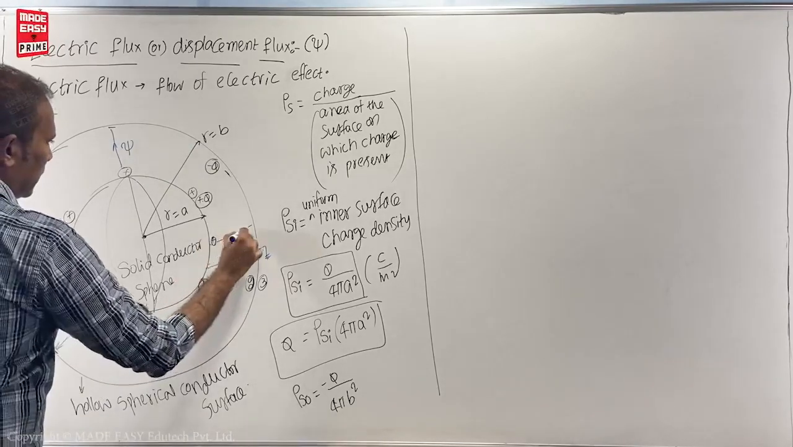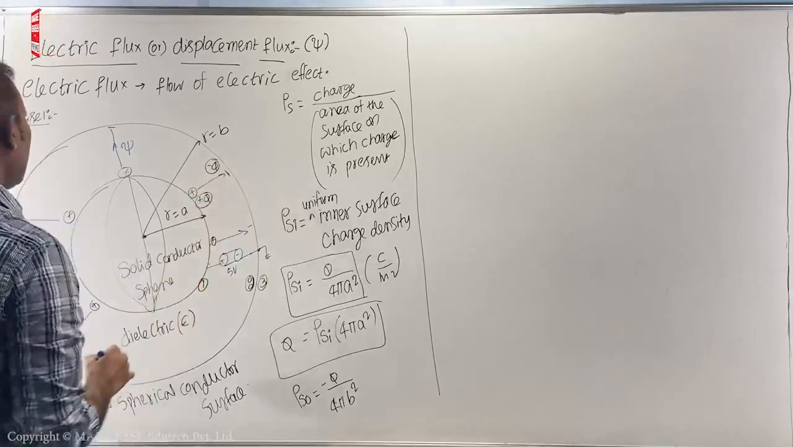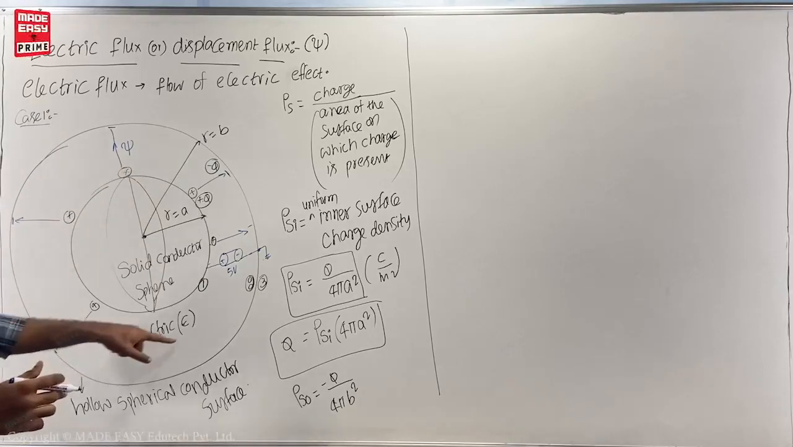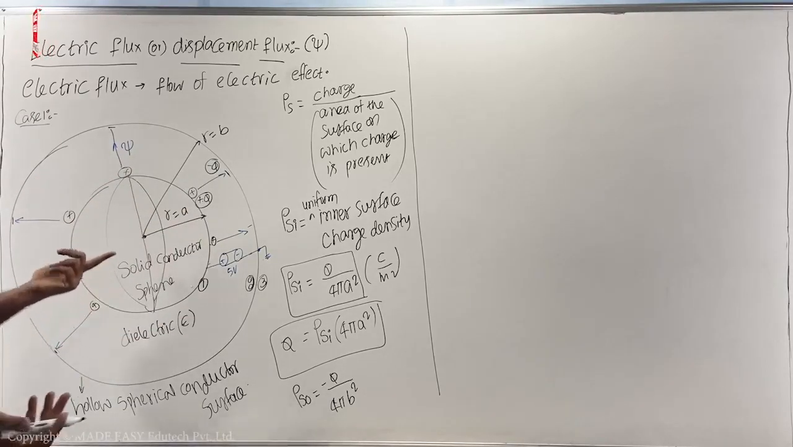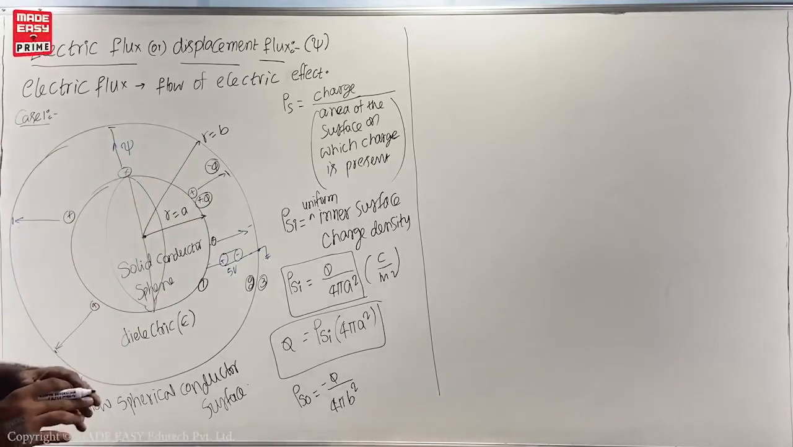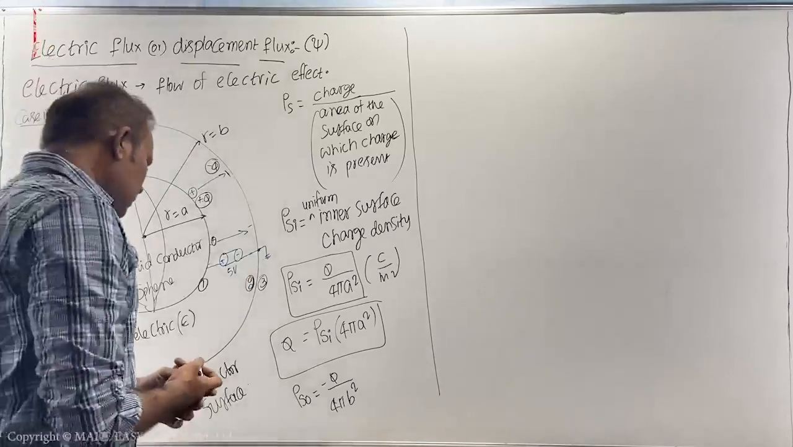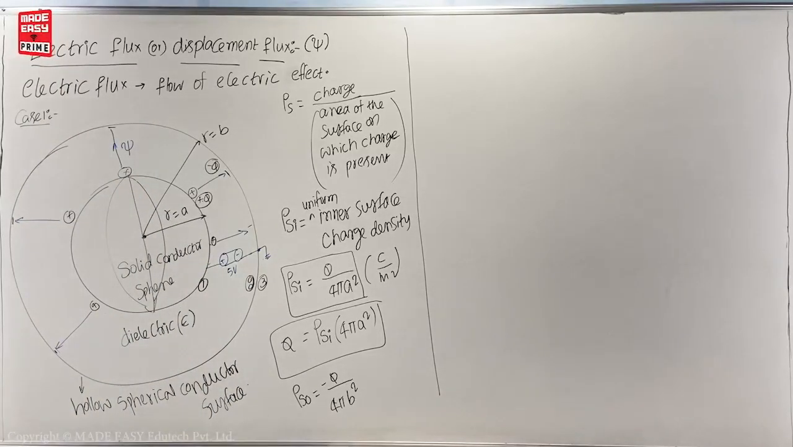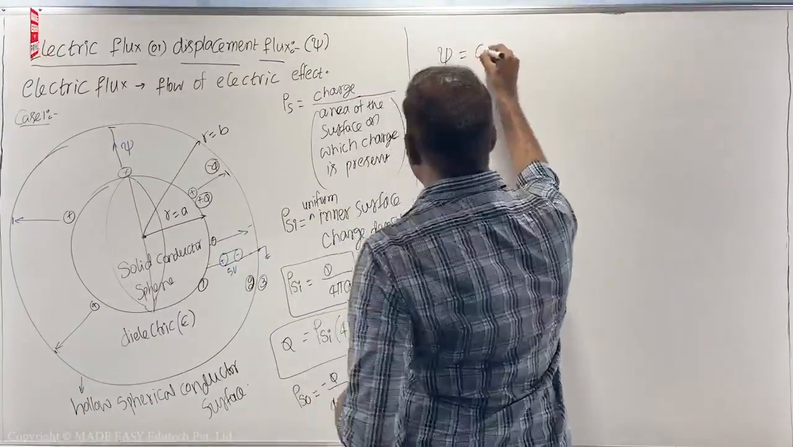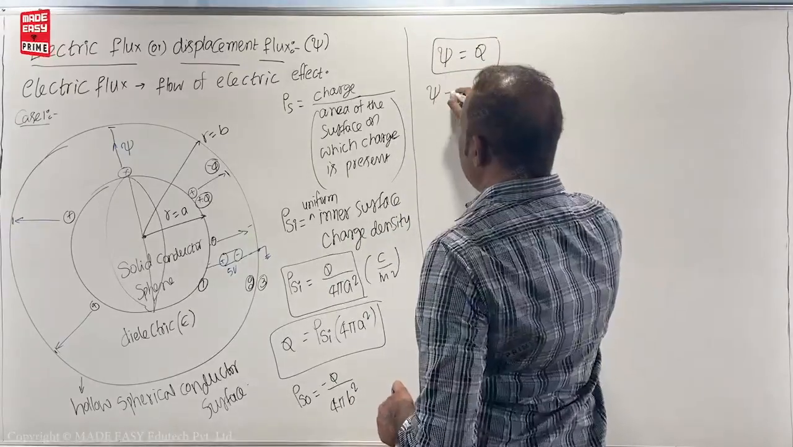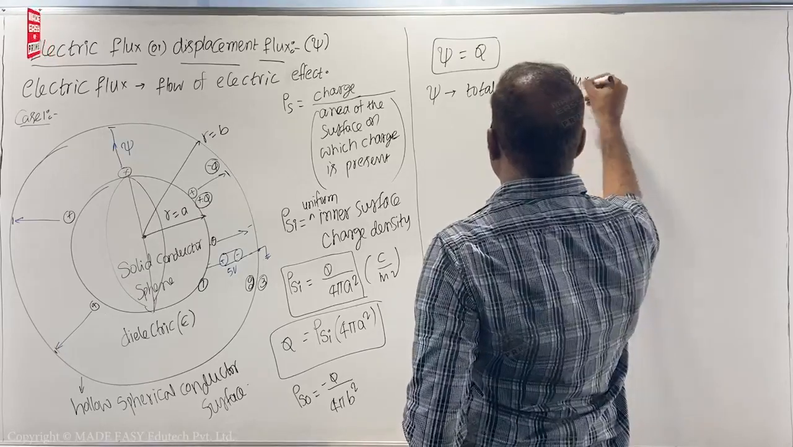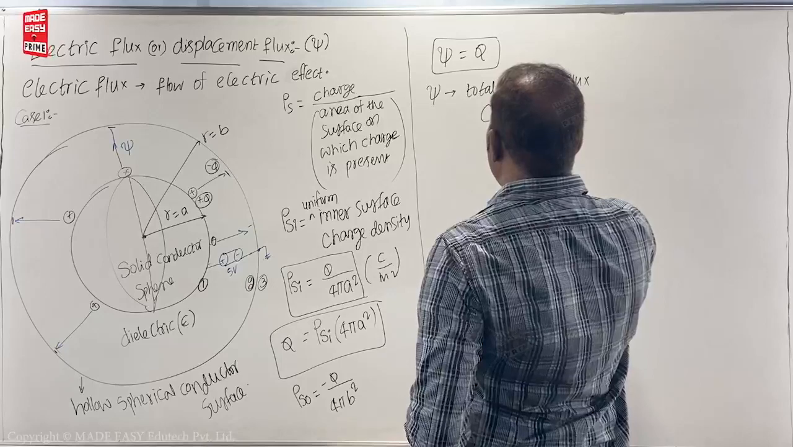Now, here dear students, he also told one statement: the total electric flux going out of this charge is exactly equal to the total charge on that surface, because the source of electric flux is charge only. So Michael Faraday gave the statement that total flux is equal to total charge. So here psi is the total electric flux. The unit is coulomb.